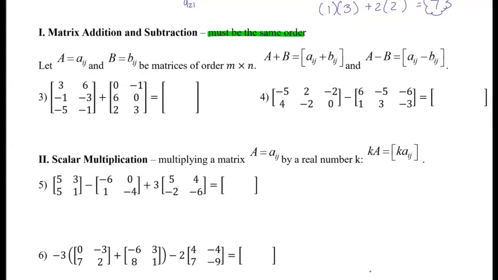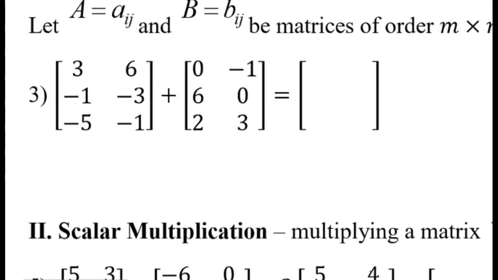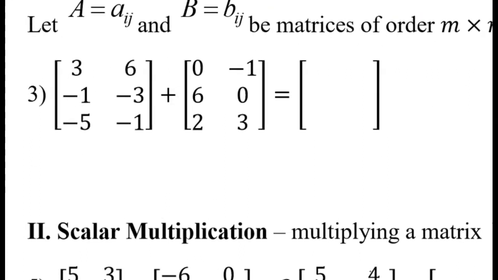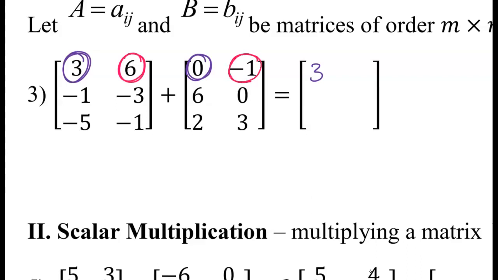So if I'm looking at, in this first set of matrices that we're adding together, row 1, column 1, I'm going to take that and add it to row 1, column 1 in the second matrix. So 3 plus 0 is 3. If I'm looking at row 1, column 2, I must add that to row 1, column 2. 6 plus -1 is 5. And then I just keep going.